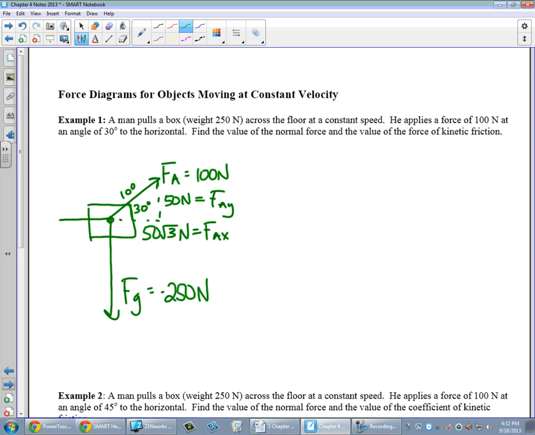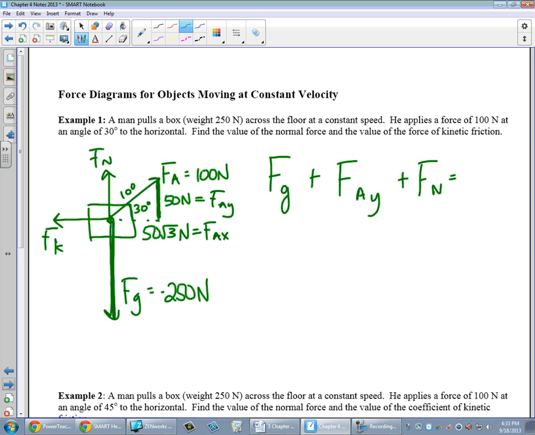Next, I know there must be a frictional force balancing out FAX, and that's a force of kinetic friction. And then I also know there must be a normal force, and my normal force is going to be less than the force of gravity. If I write a formula for the variables in the vertical direction, I would have FG, FAY, and finally FN.